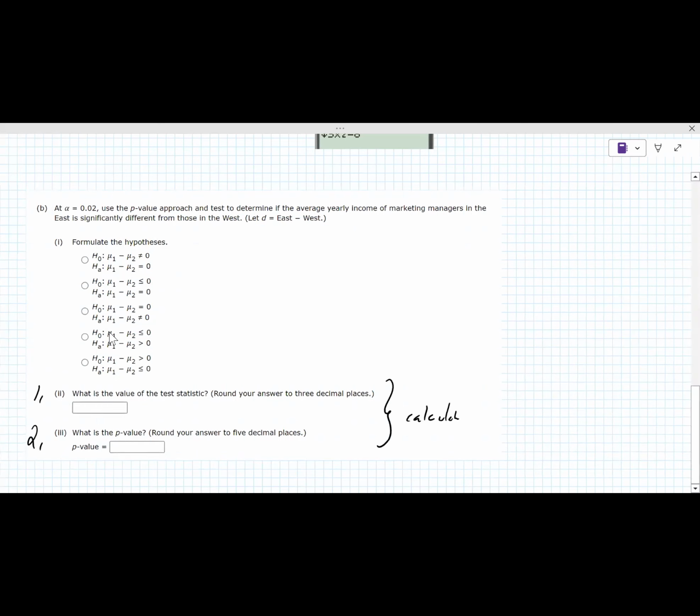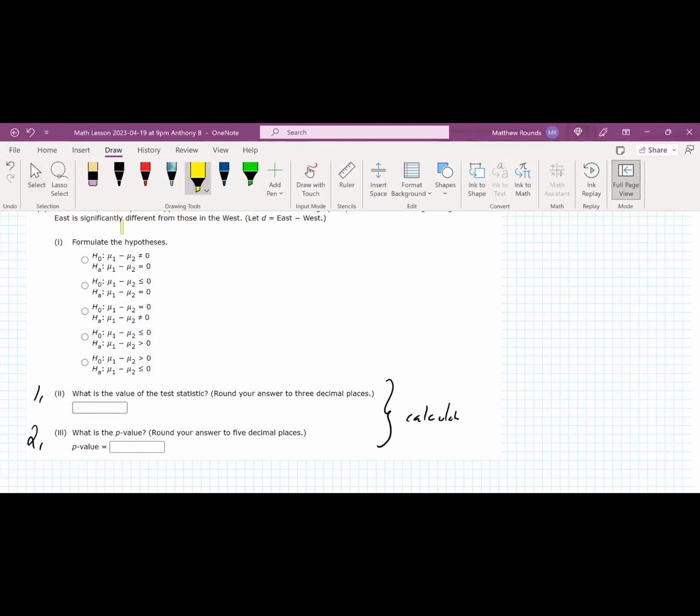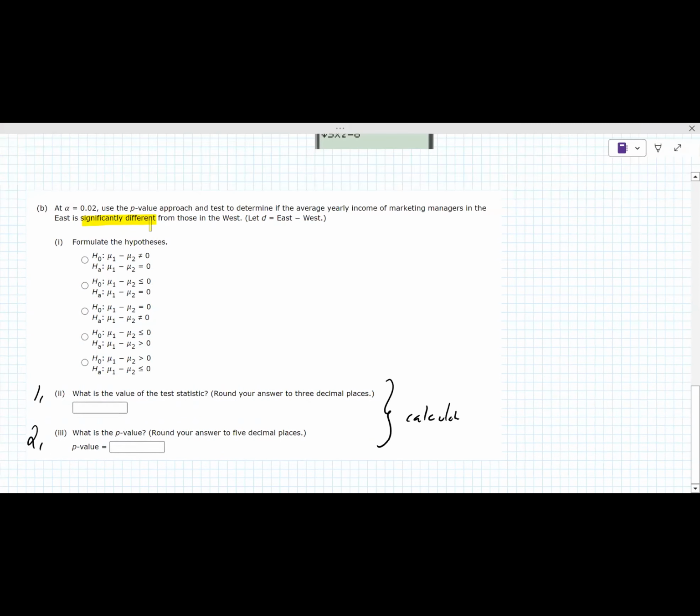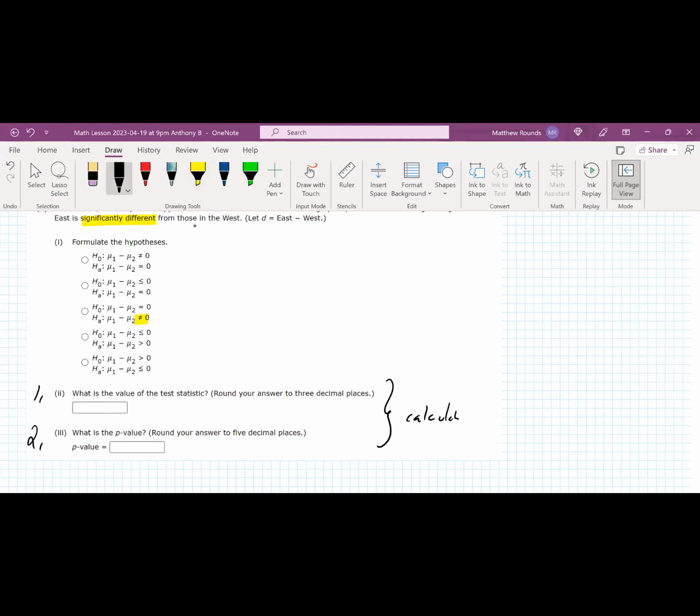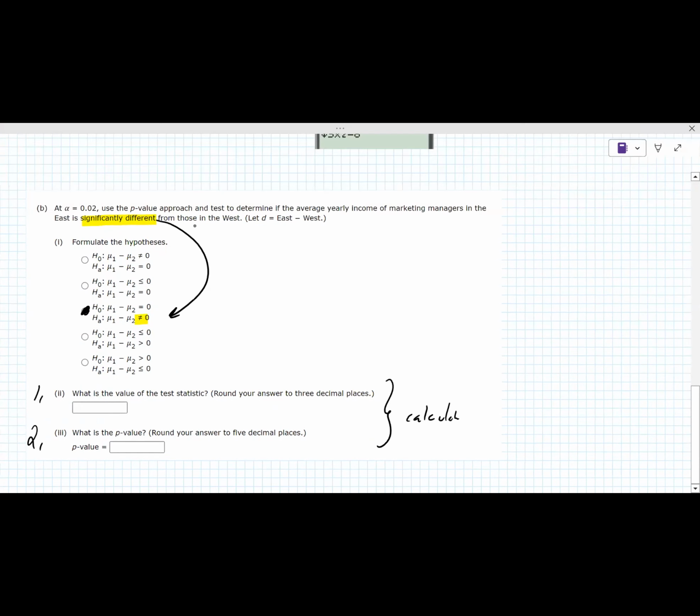We do need to figure out the hypothesis, okay? There's a key word here, significantly different. Significantly different always refers to not equal to. So you have to get that encoded in there. Now cross out some of those, but it's absolutely that one there where the alternative hypothesis is the not equal to. That's always going to be the case when you see significantly different.